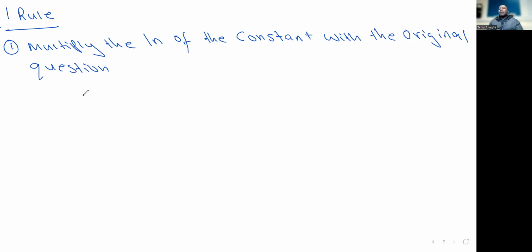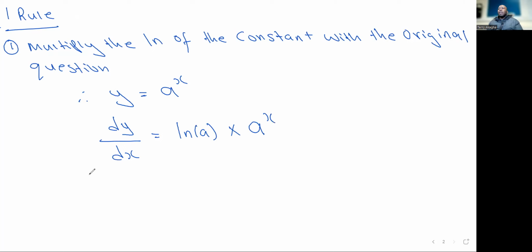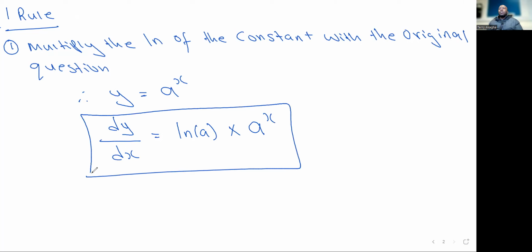So that means in that example where we have y is equal to a raised to power x, the derivative of that will be equal to the ln of the constant, so the ln of a, which is the constant, multiplied by the original question, and that will be the answer for that. That's how to do it. So when you have this type of exponents, it's very easy. It's going to be the ln of the constant multiplied by the original question.